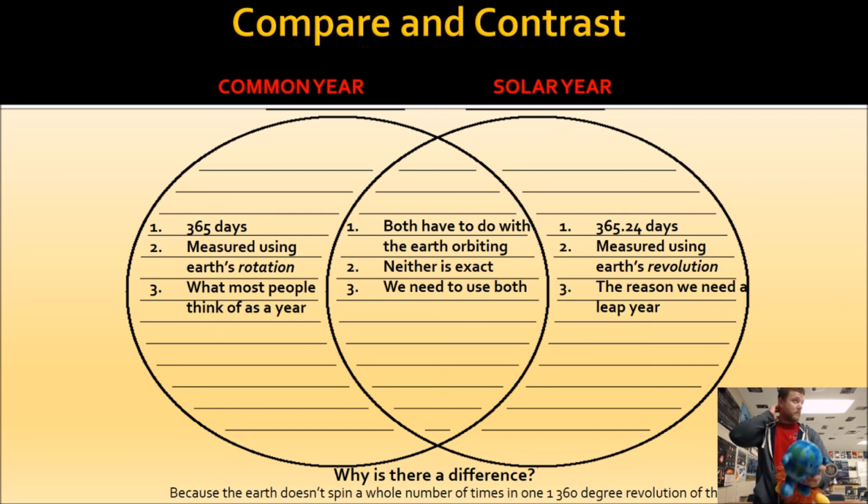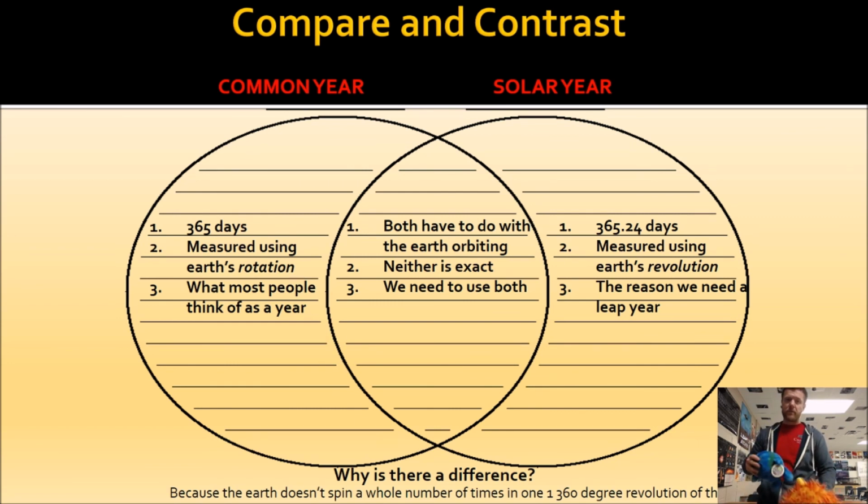What do they have that's different? Solar year, one full orbit, that is 365.24, whereas a common year is 365. The problem is you don't get back to the same spot in your orbit. A solar year uses the Earth's orbit, or the Earth's revolution, whereas a common year is going to be how many spins, how many rotations, how many days it does.